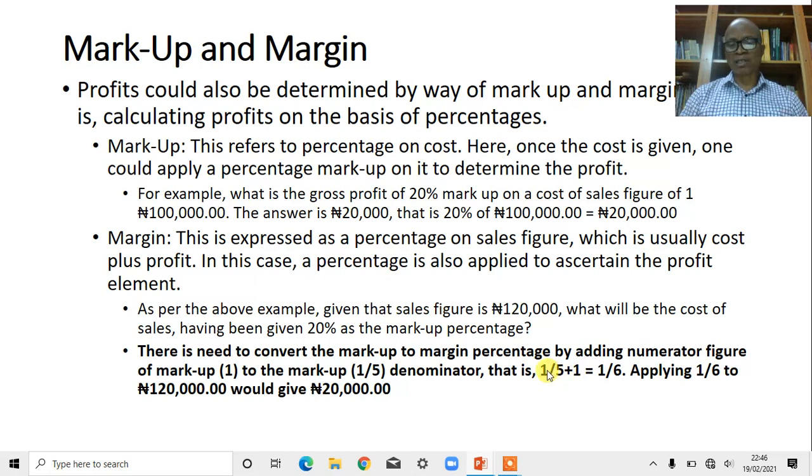You add the numerator to the denominator, and that will give you 1 over 6. Applying 1 over 6, that is 1 divided by 6, to the 120 given to us as the value, that will give you 20,000 at the end of the day. So you're getting 20,000 as the profit there.